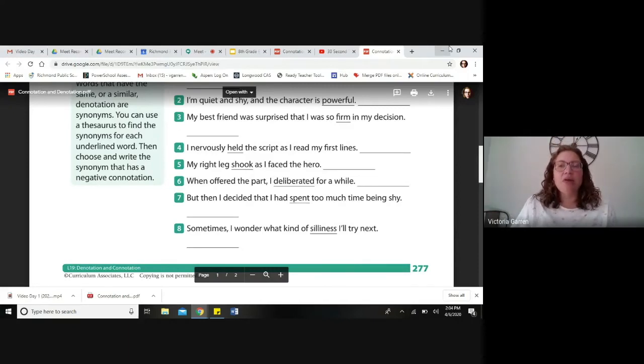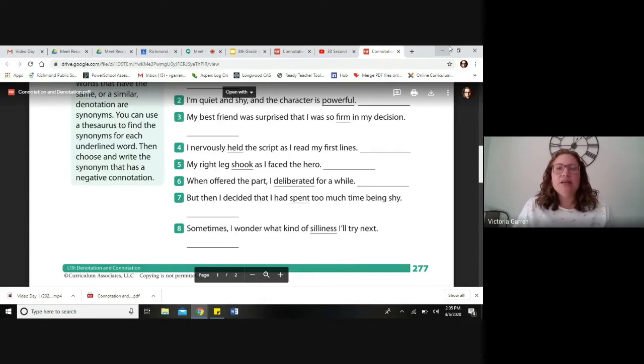Number 5, my right leg shook as I faced the hero. So here's another nervous sentence, because if you're shaking your leg, usually you're nervous or you're bored or you're impatient. So we need a different word for shook. If you're scared of somebody, then you might kind of shake. So we're going to say, my right leg trembled. And when you're trembling, it means that it's a negative word for shaking. So there's your negative connotation, trembling.